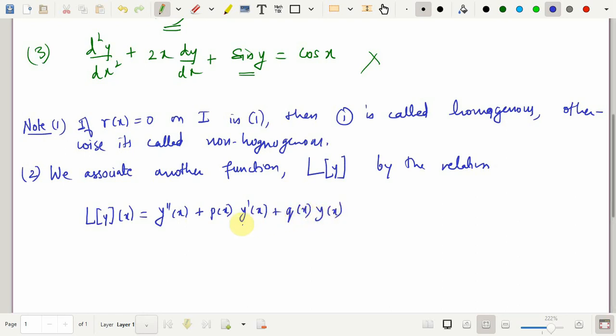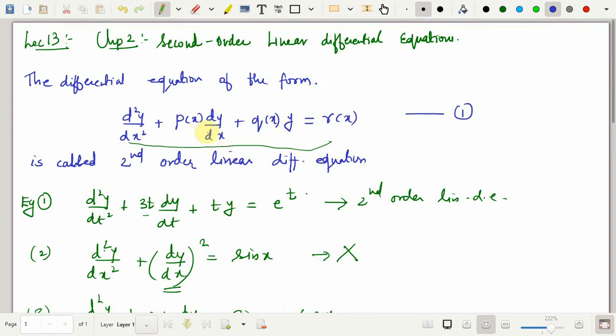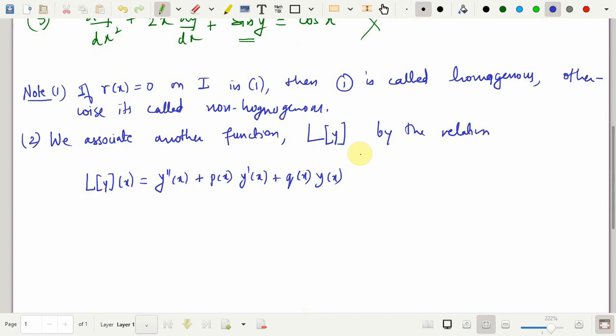Now, why do we use this notation? This can be considered as a function of a function, so we call it an operator. So, this is like an operator. Why do we use this brief notation? Because we can consider this simply as a certain operator equal to r of x. That becomes much easier to handle than the given equation.